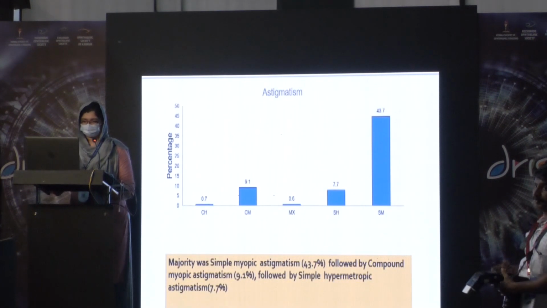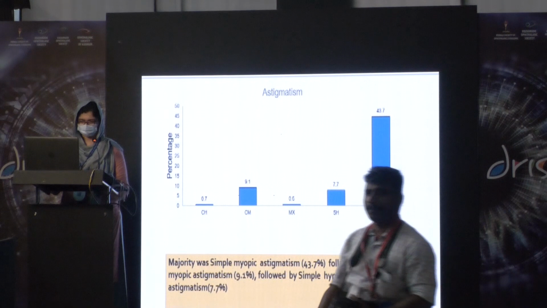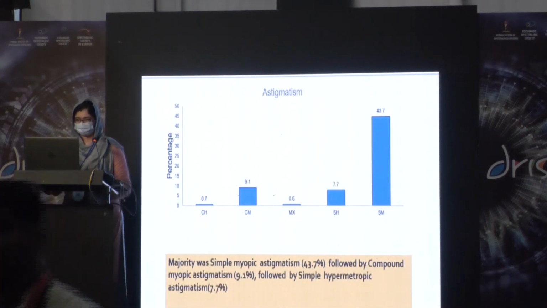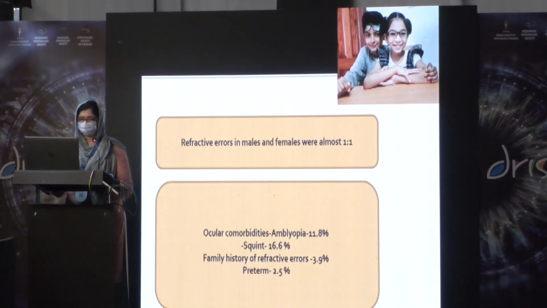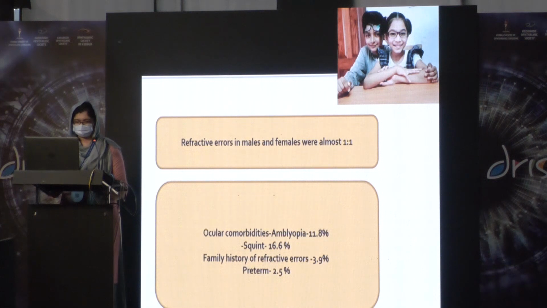When the astigmatism was further subdivided, the majority was simple myopic astigmatism with 43.7%, followed by compound myopic astigmatism, which was 9.1%, followed by simple hypermetropic astigmatism. The refractive errors in males and females were almost 1:1. Other ocular comorbidities were amblyopia in 11.8%, squint in 16.6%, family history of refractive errors in 3.9%, and 2.5% of the kids were preterm.